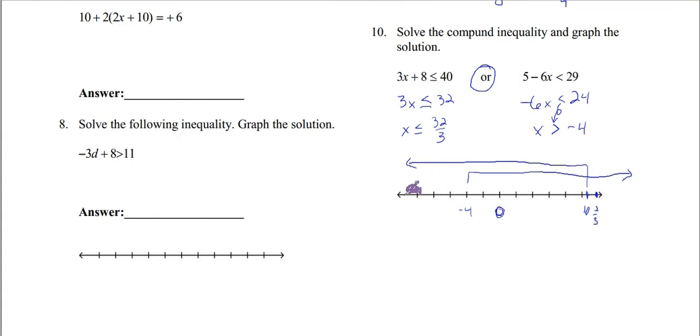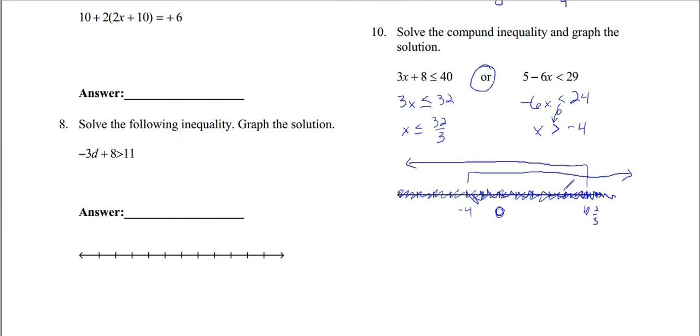And look, if we shade to the left of 10 and 2/3, and we shade to the right of negative 4, what do we have? The whole thing is shaded in, okay? And these little arrows here, not really important. They're helping us just kind of see the landscape.